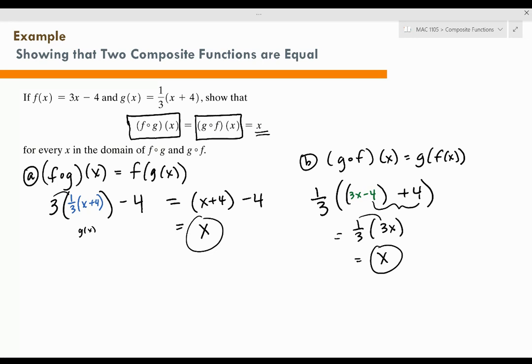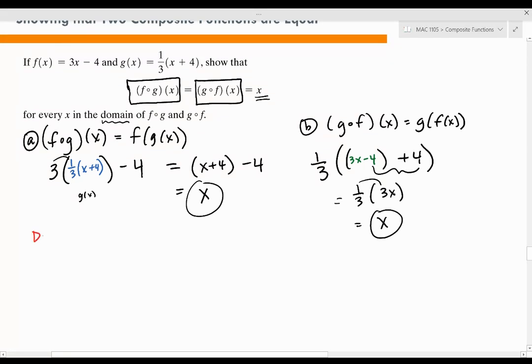Okay, now they also wanted to know what is the domain of each of those. So let's go through and look at that. So for A, the domain is interested in the x values or the input values that you can plug in. So we are going to think about those filters again. Okay, so for A, the inside function is g of x, and the outside function is f composed of g. So when we look at g of x, g of x was this function here. All right, we need to look at what type of function it is. So it's a polynomial function.